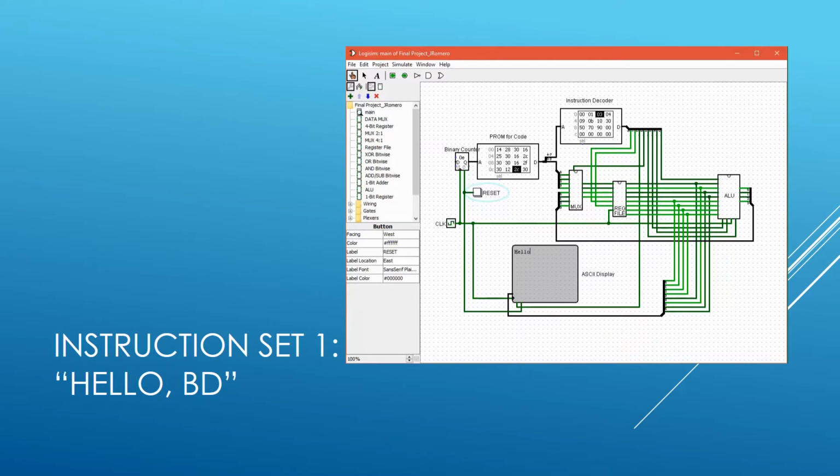The first set of instructions converts the PROM code to the ASCII display, using the mux, register file, and ALU to display "hello BD," or Brother Davis.